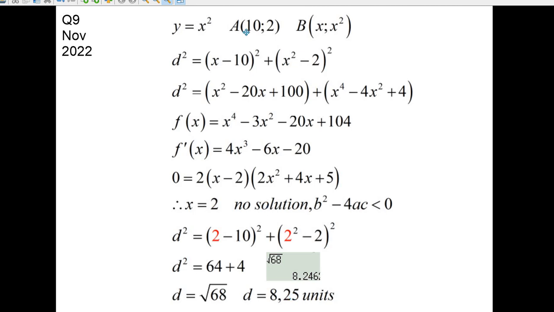That's the minimum distance between this point here and the variable point x and x squared, which is part of the function, the basic parabola. And that's it. That's how it all works. Okay.